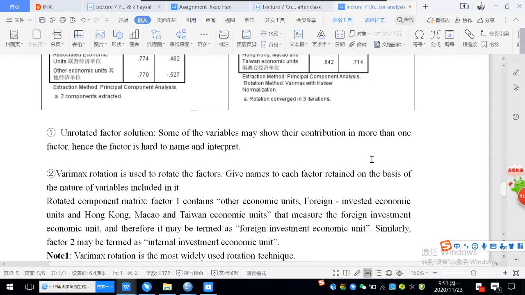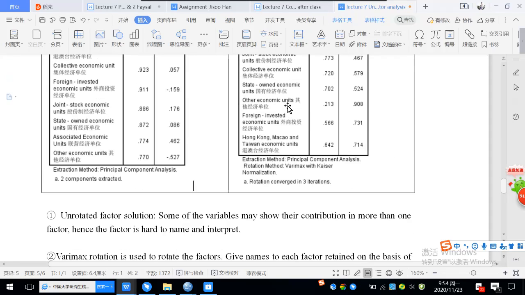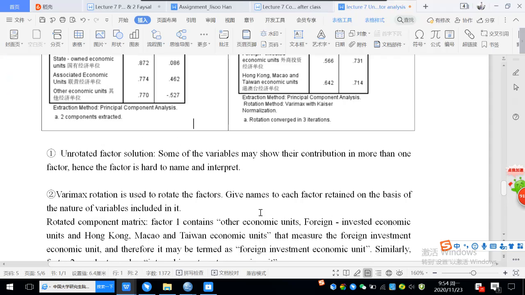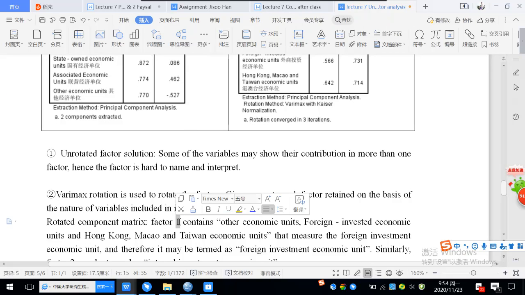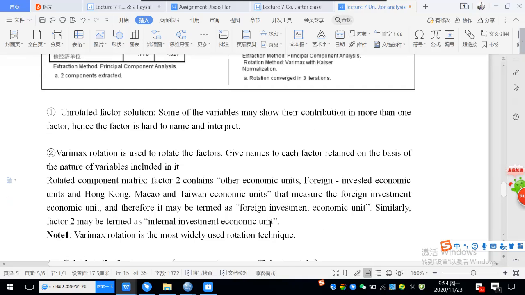So, factor 2: other economic units, foreign invested economic units, Hong Kong, Macau, Taiwan. So we can call it, this is factor 2, sorry. So, all of these variables measure the foreign investment economic unit. Therefore, it may be termed as foreign investment economic unit.